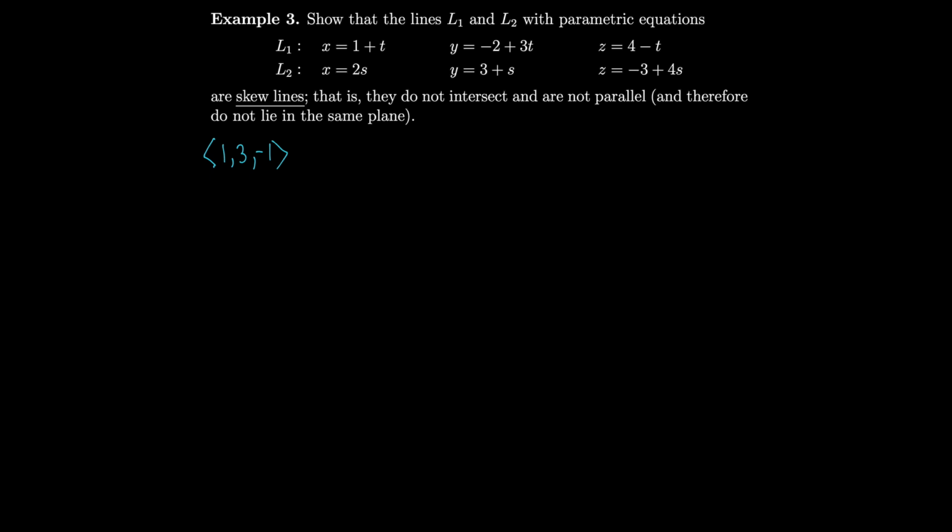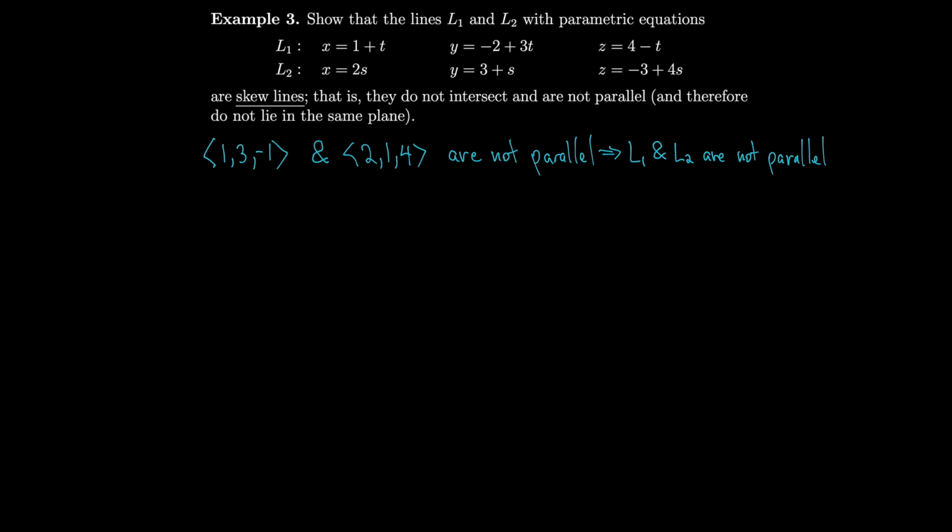So in order for the lines to be parallel, the vectors parallel to the lines would have to be parallel. So I'm looking at (1, 3, minus 1), and I'm looking at (2, 1, 4). So notice that (1, 3, minus 1) and (2, 1, 4) are not parallel, because parallel vectors are scalar multiples of each other. And notice I could multiply this by 2 to get from 1 to 2, but multiplying that by 2 would not give me 1. So these guys are not parallel. So that means that L1 and L2 are not parallel.